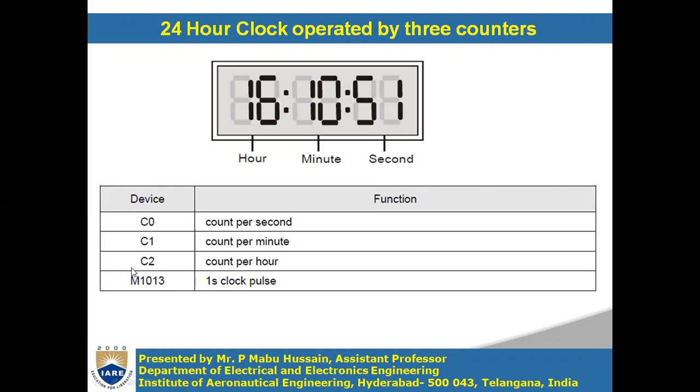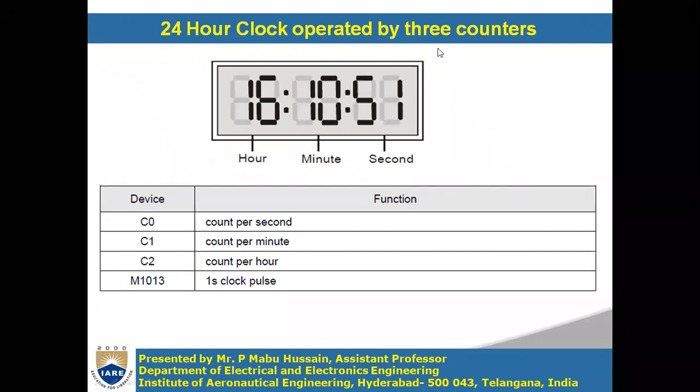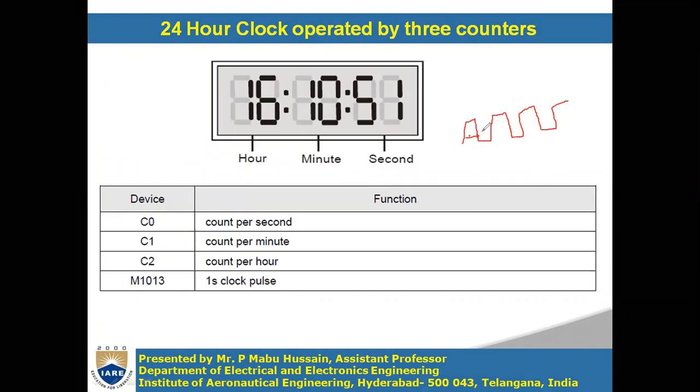This flag register is a 1 second clock pulse. 1 second clock pulse means it will generate clock pulses continuously, one for each second. If you observe the pulses, they will look like this. This pulse has an on time of 0.5 second and an off time of 0.5 second. So from one on to the next on, it is 1 second. You can call them 1 second clock pulses.